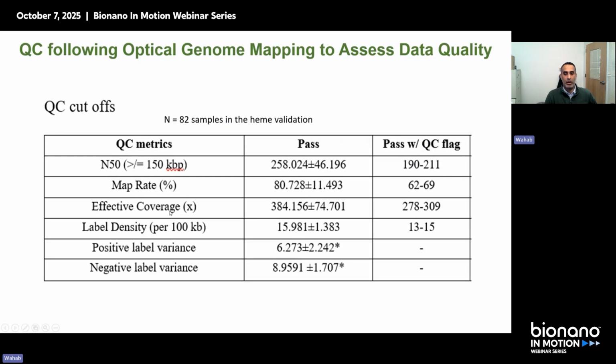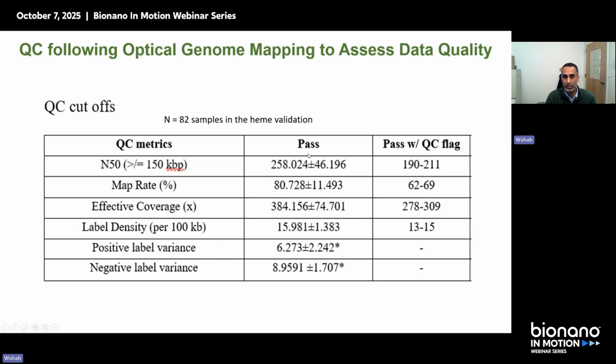So in our hands, based on the 82 samples that we put into the initial validation, we were able to establish the following cutoffs, and we're still evaluating these as we build more samples into the research cohort or the clinical research cohort. So our map rate has been fairly stable around 80 to 90%. Our coverage has been north of 300x. Label density has been good, and the molecule length's been good.